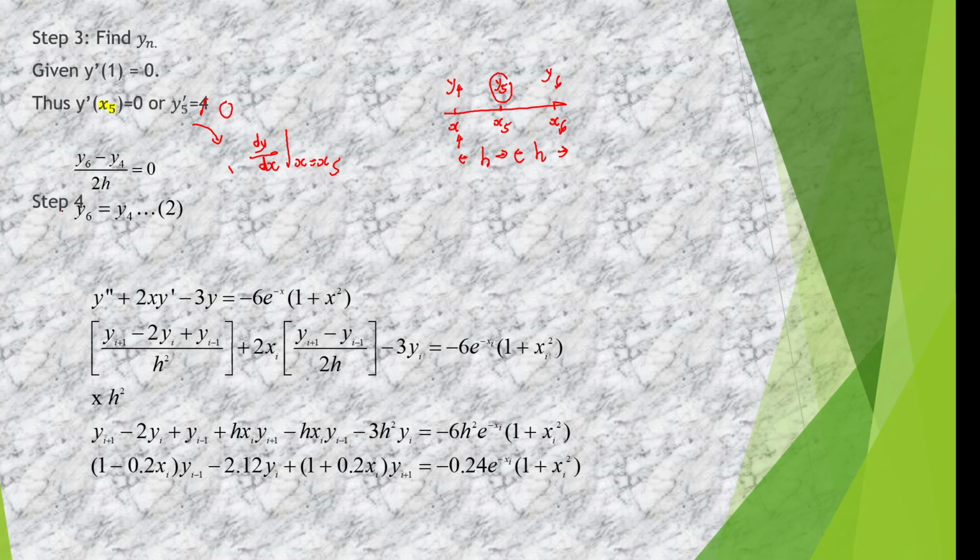Okay, and then step 4 should go down here. So since y prime 1 equal to 0, you have y6 minus y4 divided by 2h equal to 0. Hence, y6 equal to y4. Okay, and then this one you can replace as the second star equation. So that is up to the second boundary condition. Do you have any questions here?